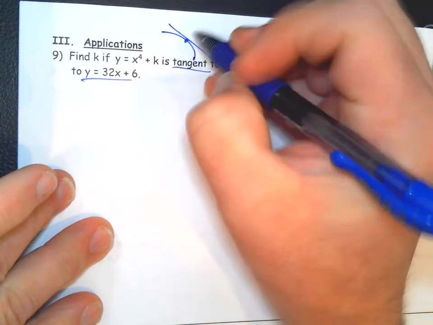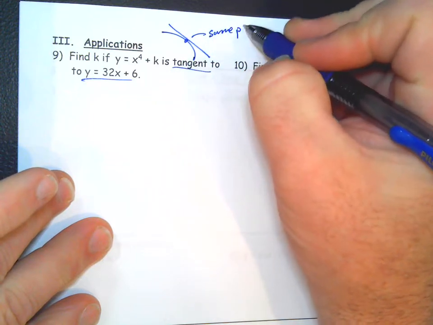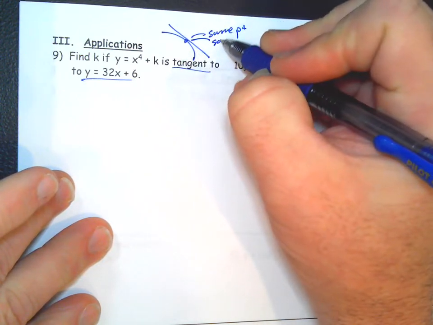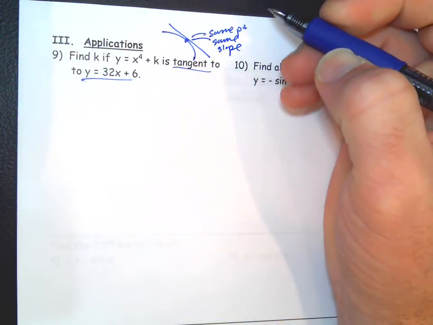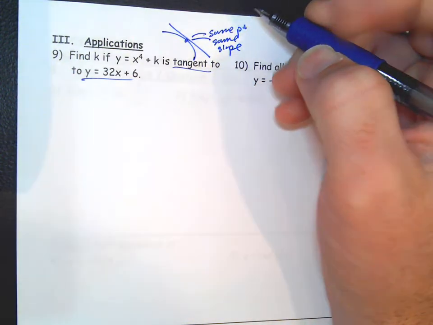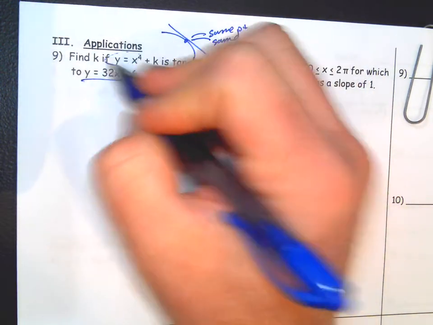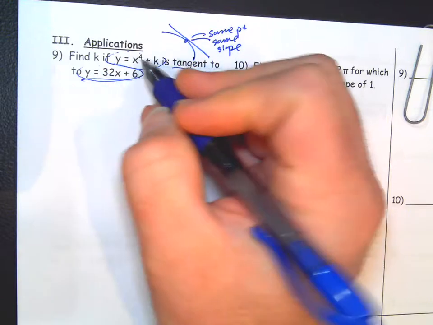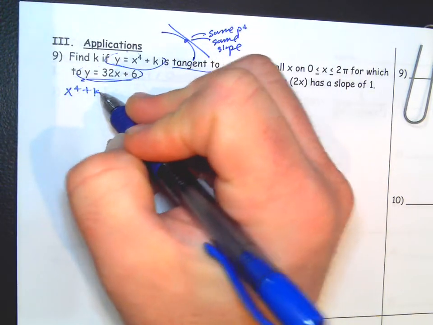This is a very generic drawing. They share the same point at the point of tangency, and they share the same slope there. So we have two things that we can use to help us. If they share the same point, that means their y's are equal and their x's are equal. Well, if their y's are equal, I have a system of equations, and substitution is super easy because they already both solve for y.